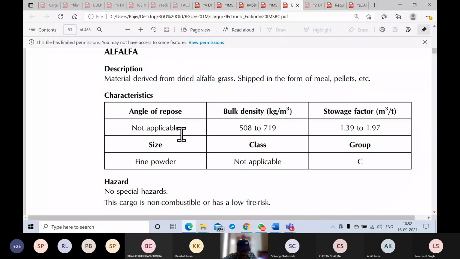Now, when I'm saying shipper declaration, the shipper's declaration will be based on this, and he will add anything which he feels has been missed out in the code, current information.